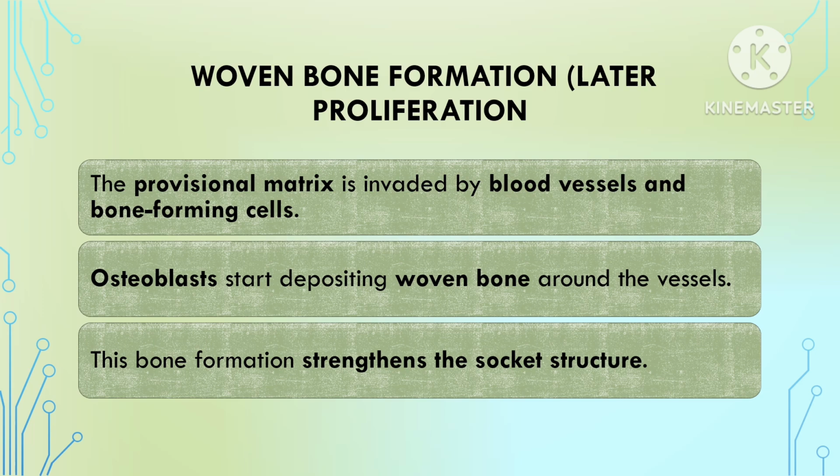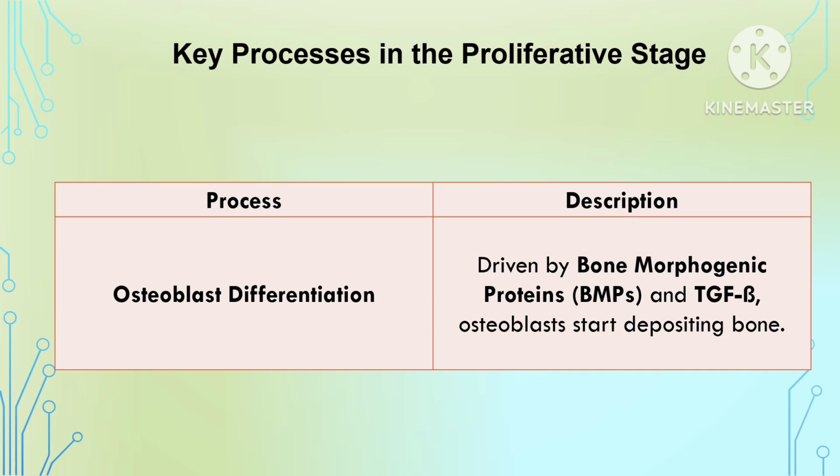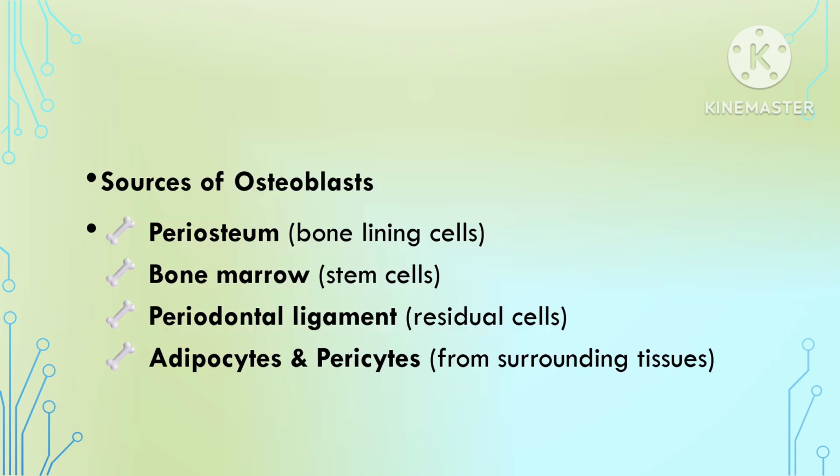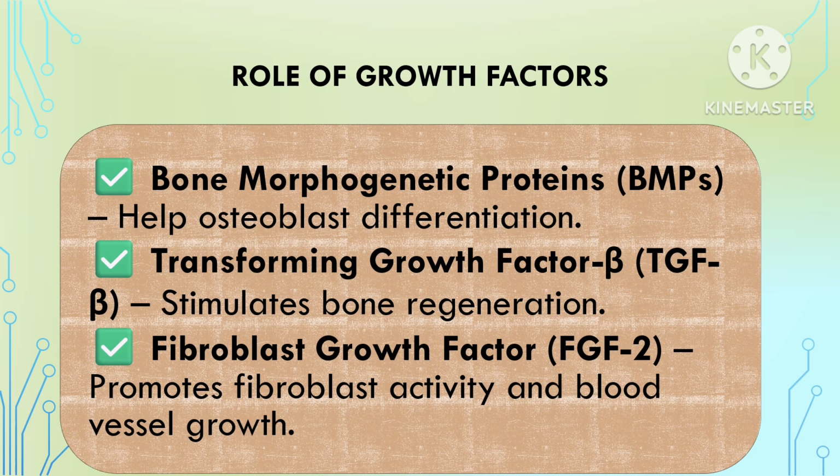The woven bone gradually replaces the granulation tissue or any remaining periodontal ligament fiber, and by week 6 to 8, most of the granulation tissue is replaced by a woven bone, forming a solid base for further bone development in the later stages. Important factors here are the bone morphogenetic proteins and transforming growth factor beta, which play a key role in osteoblastic differentiation.